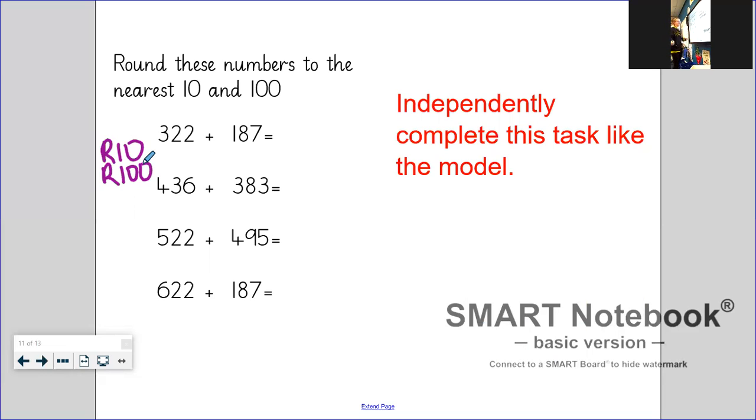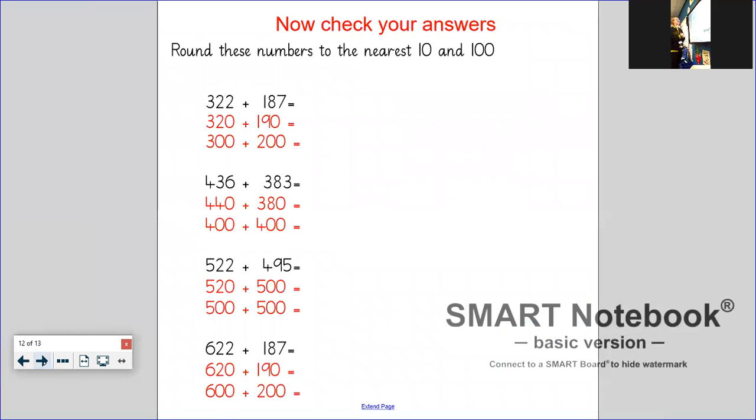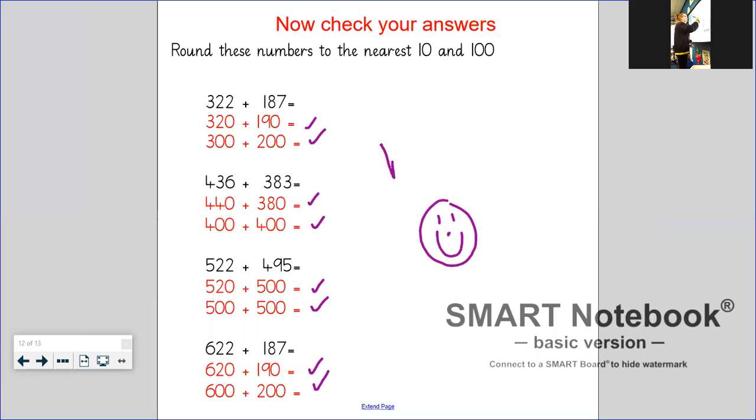Okay, welcome back. The last time. Let's check your answers. Have you rounded to the nearest 10? Did you round to the nearest 100? Have you got those answers? Have you got 440? Have you got 380? Have you got 400 and 400? If you have managed to do that, don't forget to tick your correct answers. Give yourself a big smiley face and a really good well done. If you've struggled with any of this and you've now understood it seeing the answers, that's great too.